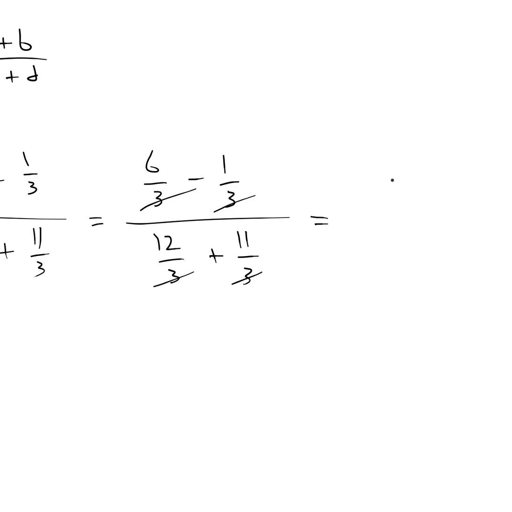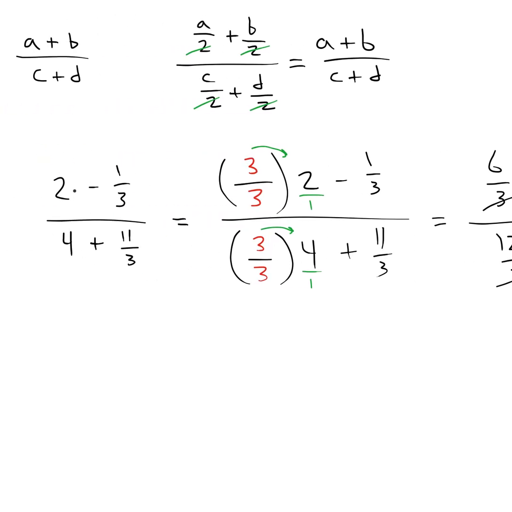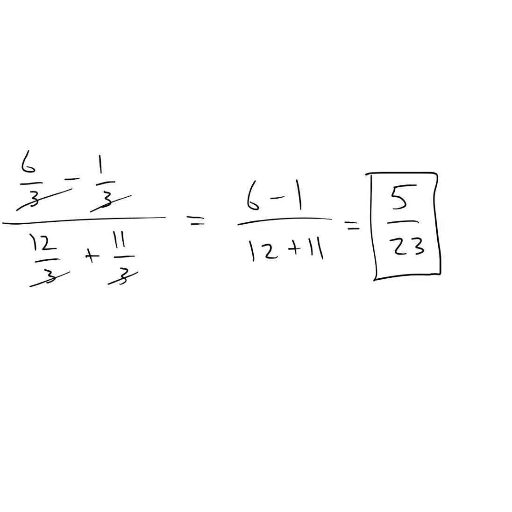This will leave us with (6 minus 1) over (12 plus 11), which is 5 over 23. All right, you can check your work with a calculator and simply type something like this into an online calculator, such as symbolab.com or desmos.com. And we want to see that the value we get from this fraction matches the value of our final result.